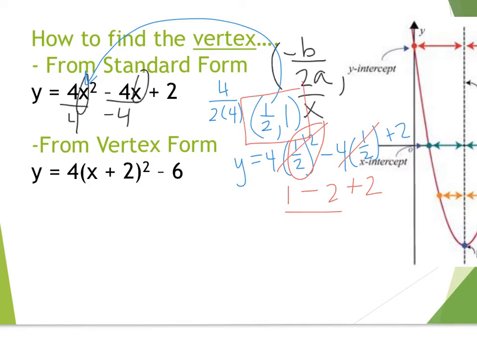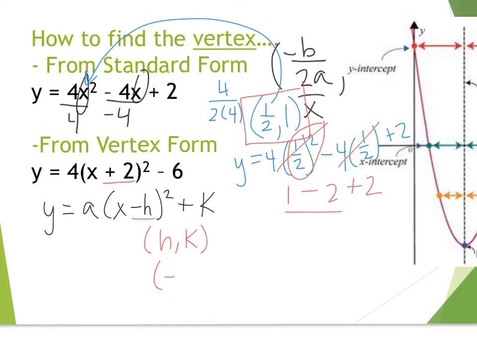You should also feel comfortable finding the vertex from vertex form. So vertex form is y equals a times (x minus h) squared plus k, where your vertex is (h, k). So in this case, since this is x plus 2 and this is opposite h, the h value, or the vertex x-value, is going to be negative 2, and the y is going to stay at negative 6.